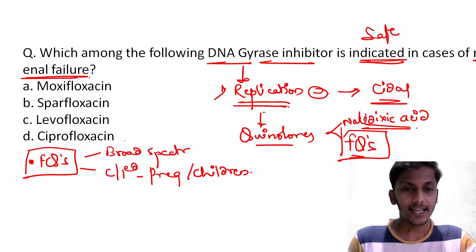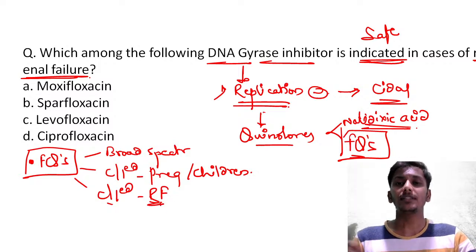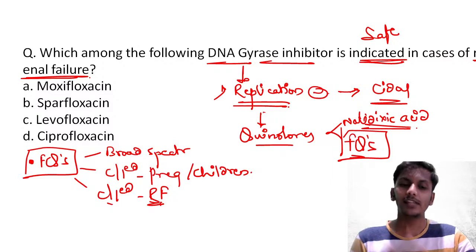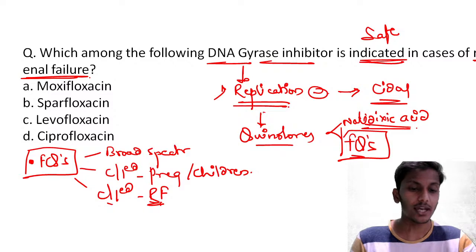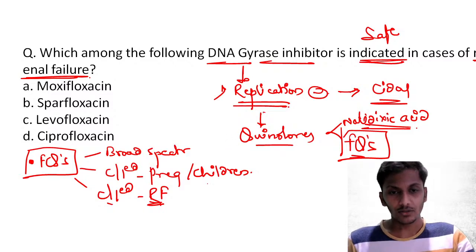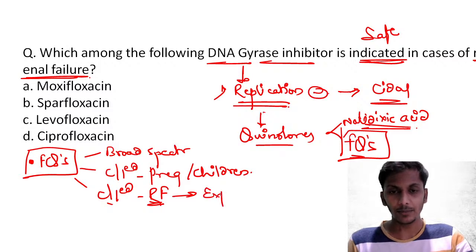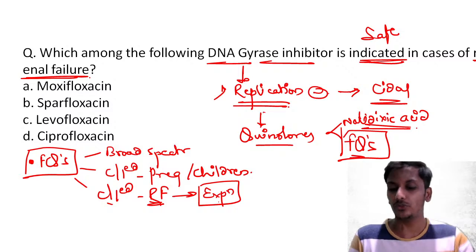Next, they are also contraindicated in cases of renal failure, because they are nephrotoxic drugs. Therefore they are contraindicated in renal failure. But there might be some exceptions. Which are the fluoroquinolones that are safe to be used in renal failure?